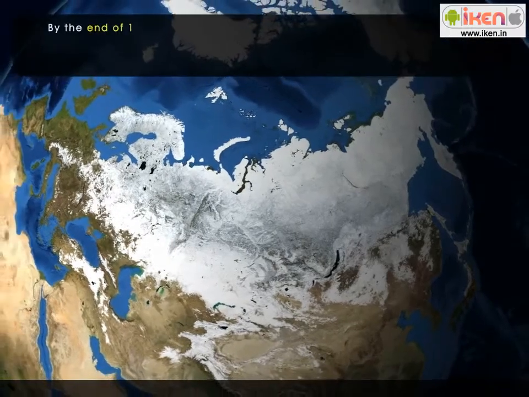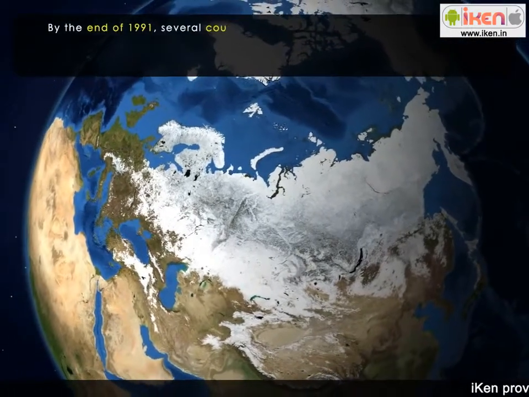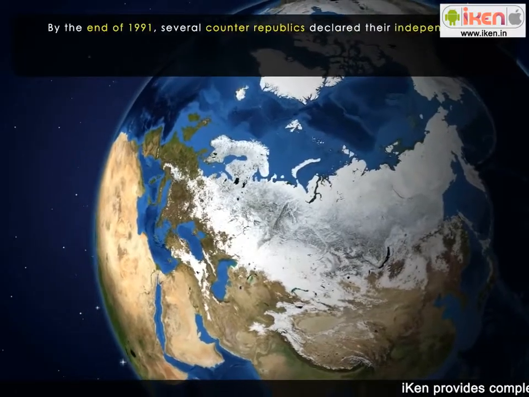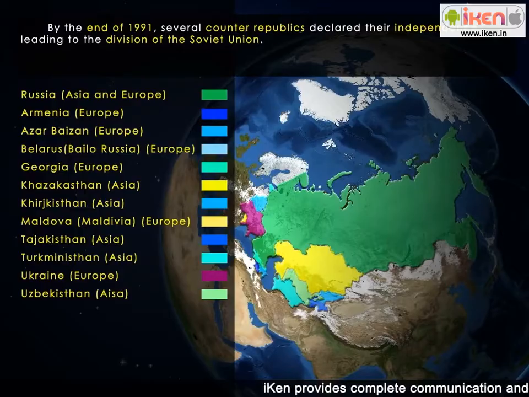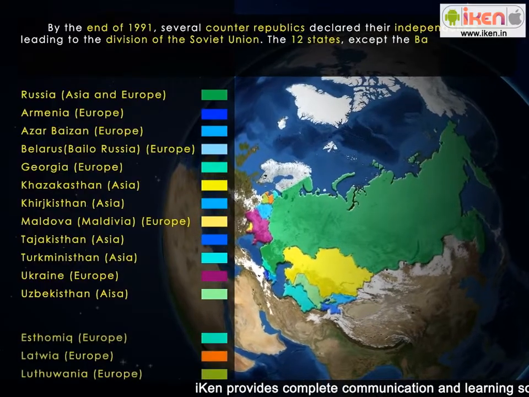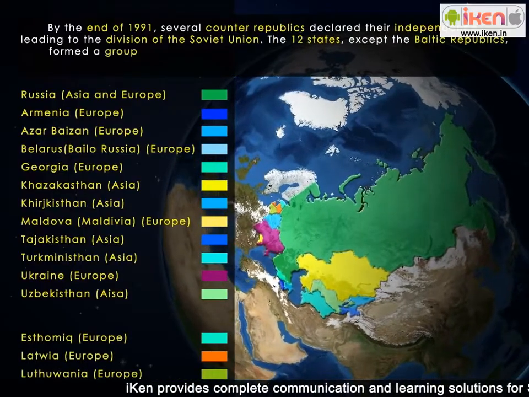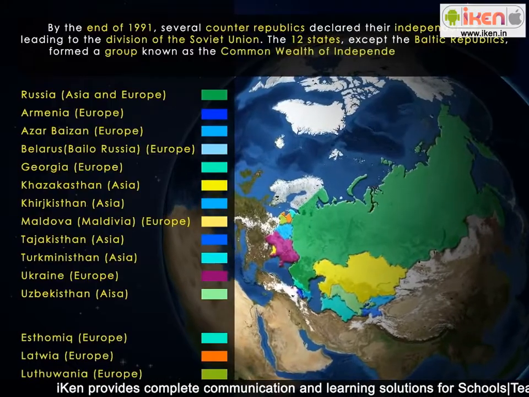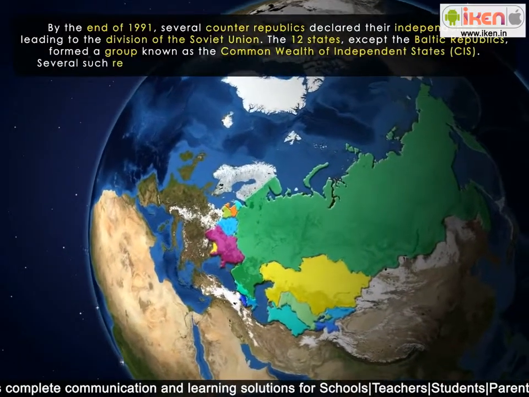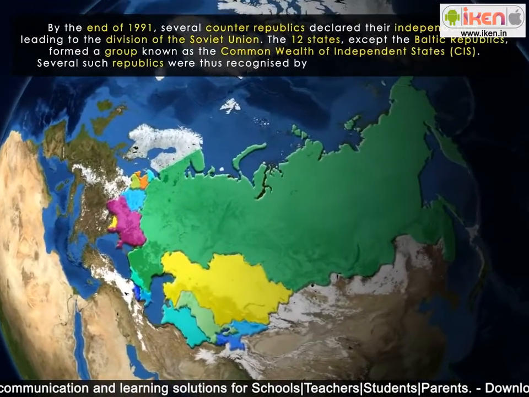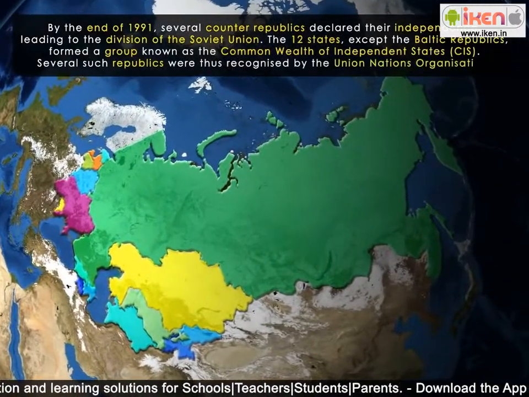By the end of 1991, several constituent republics declared their independence, leading to the division of the Soviet Union. The 12 states, except the Baltic republics, formed a group known as the Commonwealth of Independent States, CIS. Several such republics were thus recognized by the United Nations Organization.